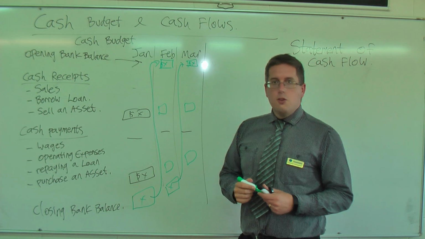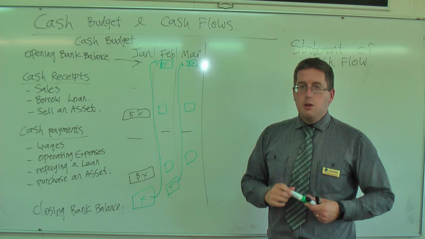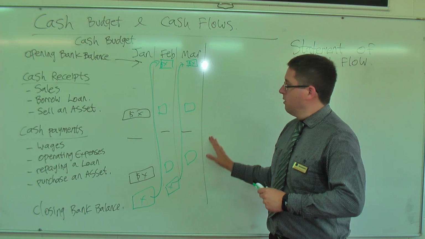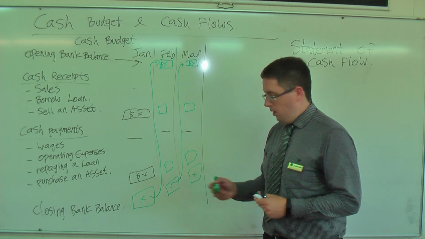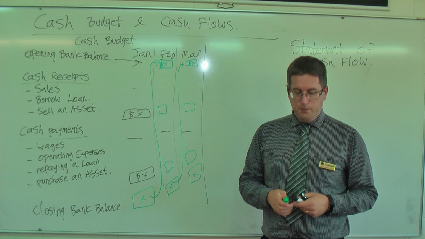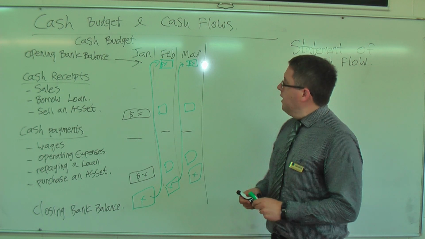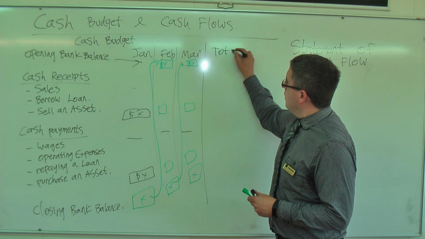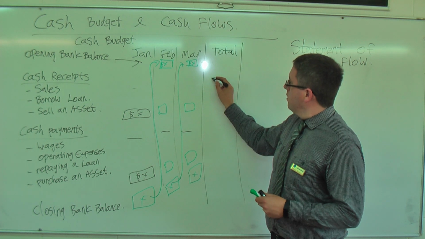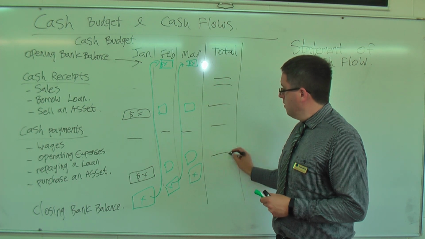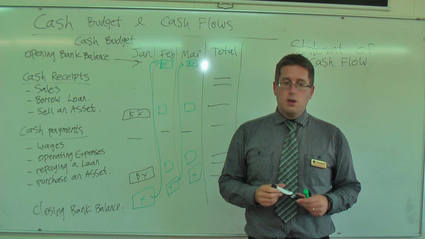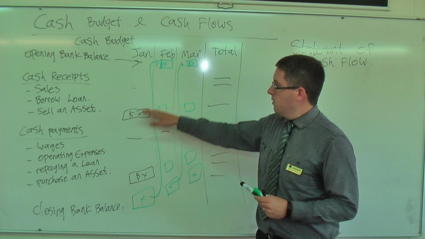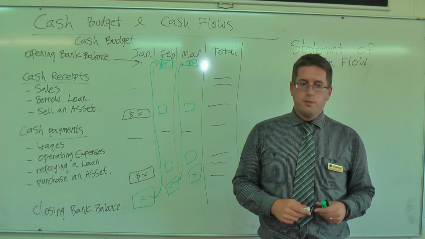Okay, so this is a cash budget. This looks at what we think we're going to end up with cash over the next 3 months. Now we do add another column. We do add a totals column. So we want to know the totals for each of these items. You don't need to do it for the opening and closing bank balances, but everything else you need to total.